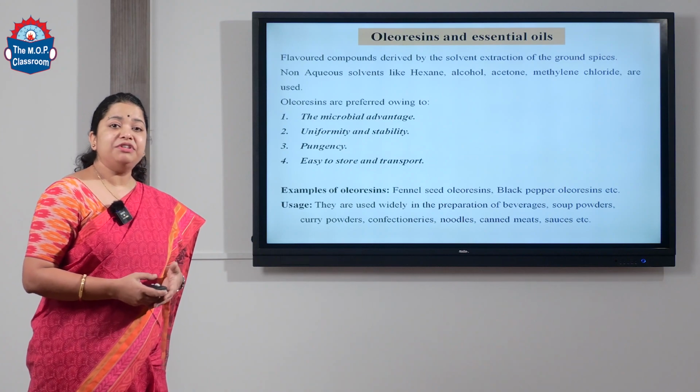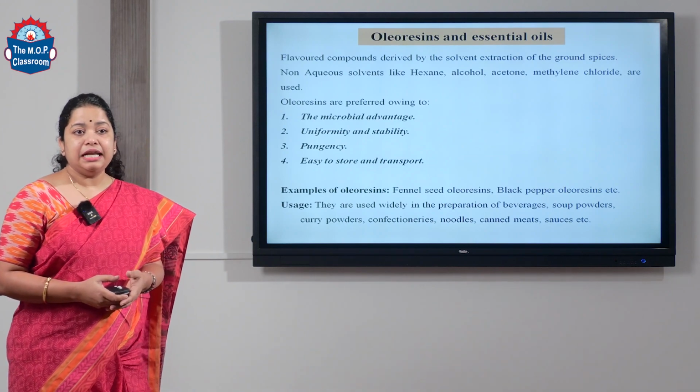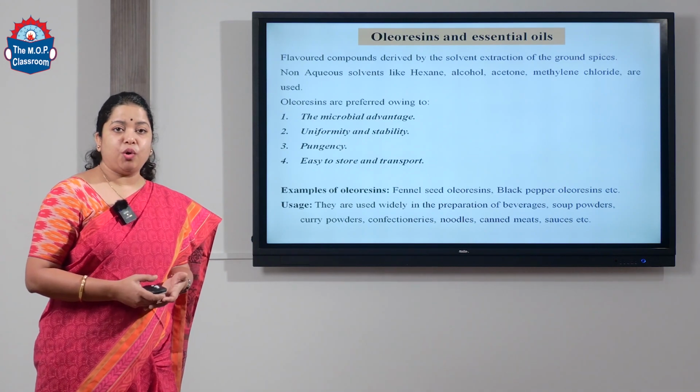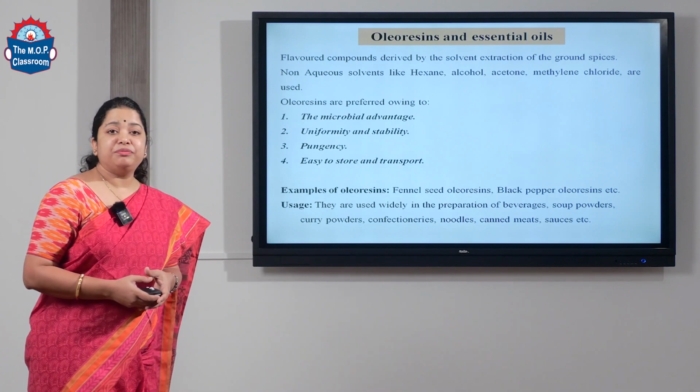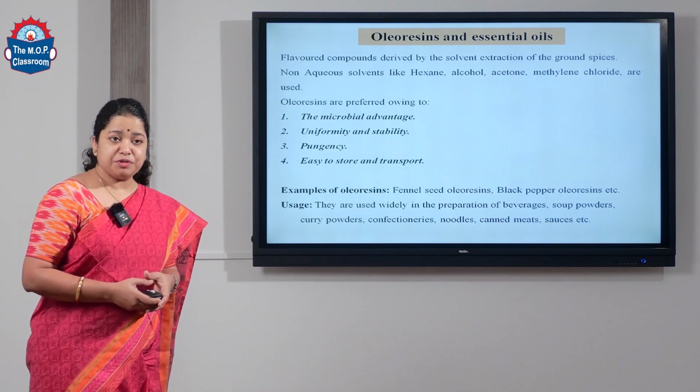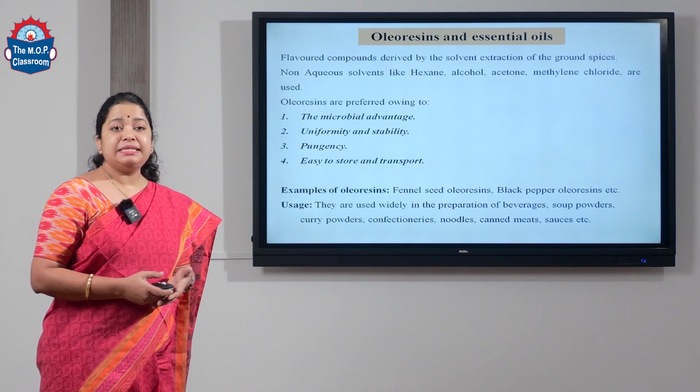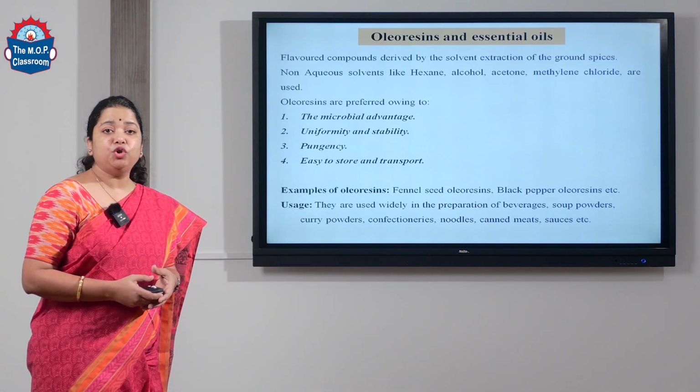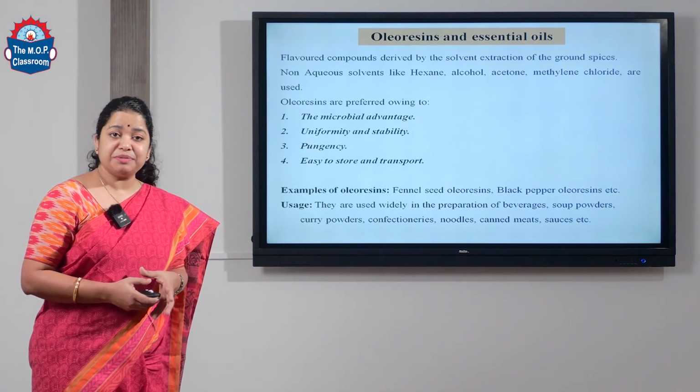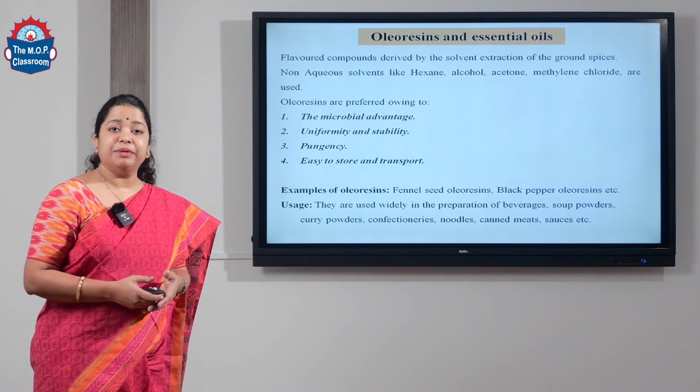But before that, I will just tell you what oleoresins are. When you talk about oleoresins or essential oils, these are flavored compounds derived by solvent extraction from the ground spices. These oleoresins are highly flavored. That means they have the total flavor component of the spice and they have a very high commercial value.